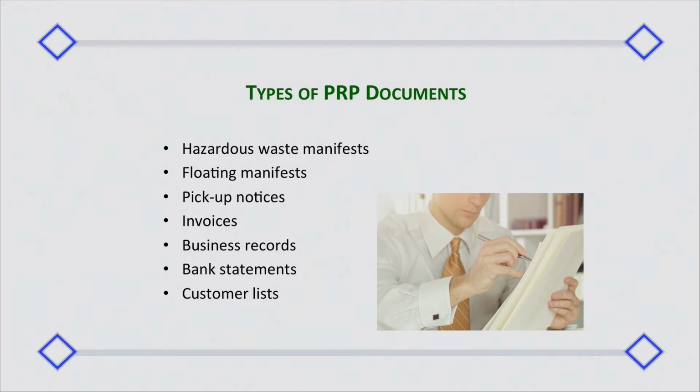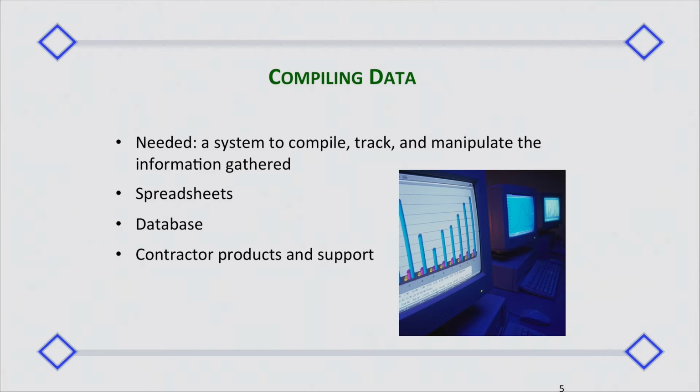Customer lists can be very useful. This is a 104E list ready for you without much effort. The indication that an entity did business with or at your site is a good indication that they may have information that is useful. As documents are gathered, they will need to be compiled and organized to be useful to your investigation. Development of a system to help compile, track, and manipulate the information gathered will be very helpful.